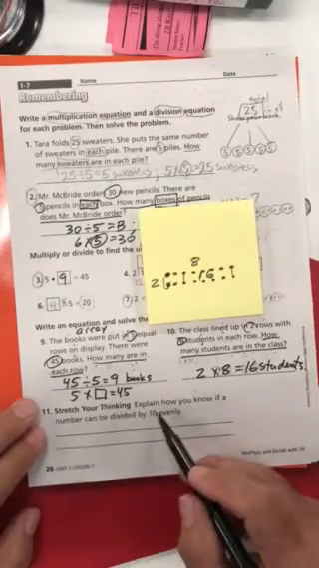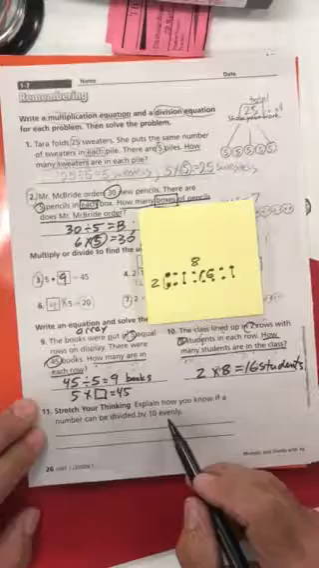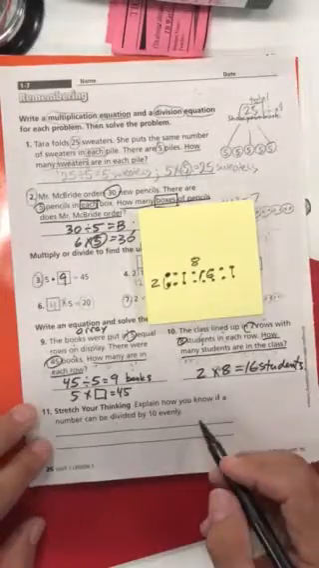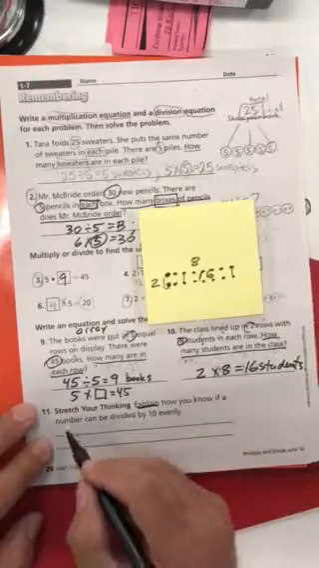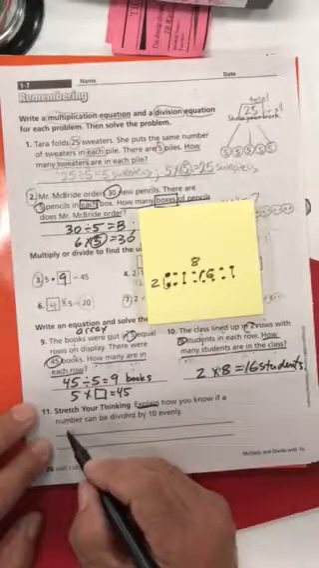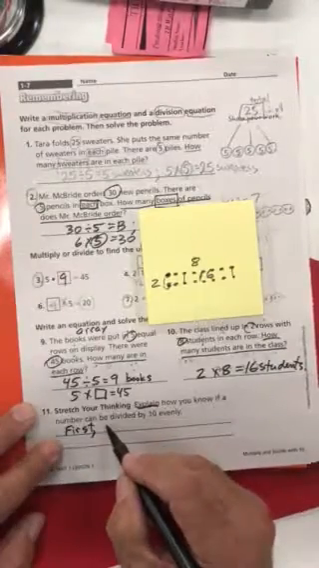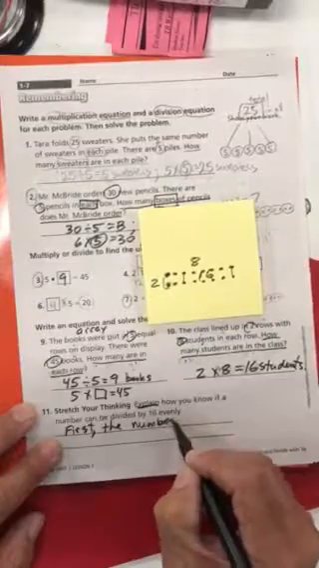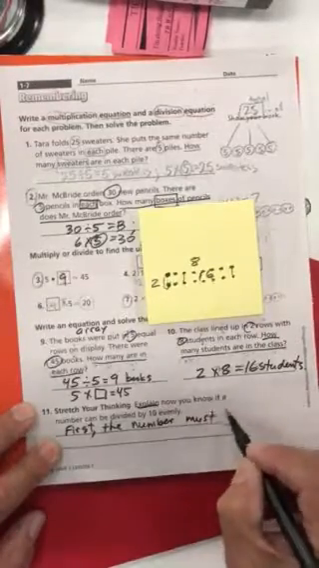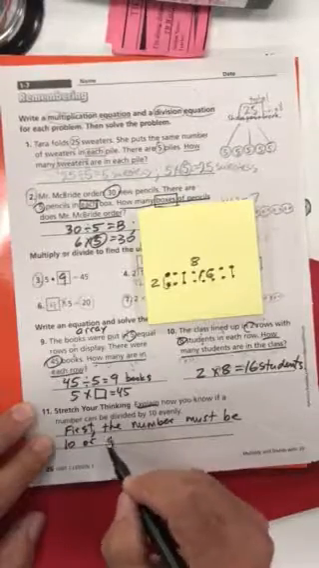All right, stretch your thinking. Explain how you know if a number can be divided by 10 evenly. Well, you can, so explain. First, the number must be 10 or greater.